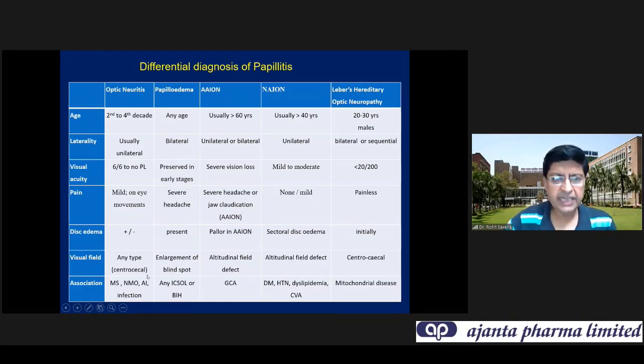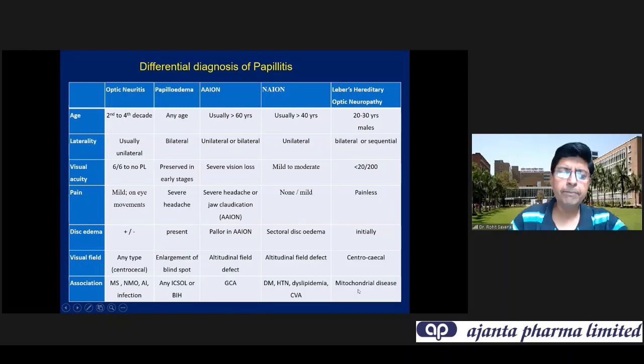Visual fields could be of any type depending upon the involvement in optic neuritis. Papilledema would have initially blind spot enlargement and may progressively result in constriction of the field and may become a very severe field effect if it is left untreated. Ischemic neuropathies would tend to have altitudinal field effects, and Leber's will present with a centrocecal defect. And associations of optic neuritis would be multiple sclerosis, NMO, autoimmune, and infectious, whereas papilledema would be space-occupying lesion or raised intracranial pressure. You would have arteritic associations with GCA and non-arteritic with a lot of systemic disorders. And Leber's has a mitochondrial disease as a cause for the Leber's hereditary neuropathy.